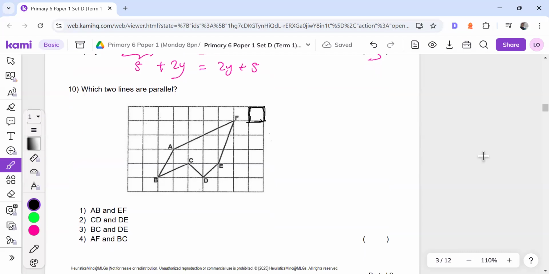Now, I'm going to show you the correct answer, which is, for example, okay, let's see. Let's see whether AB and EF, are they parallel? It looks like they are parallel, but how do you prove that? Now, from here to go here, you count the squares. 1, 2, go right 1. So you have 2 by 1. So this line is 2 by 1. Okay? And then how about the EF? Look carefully.